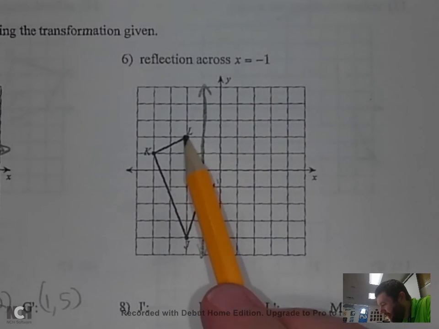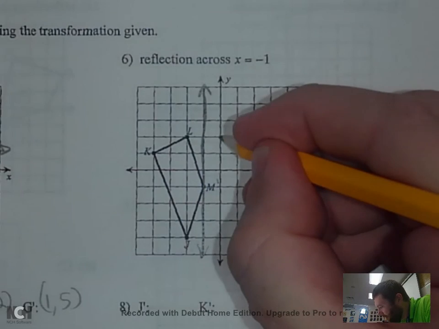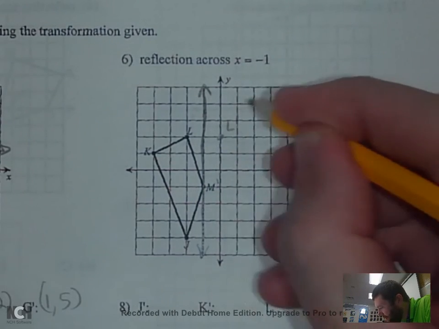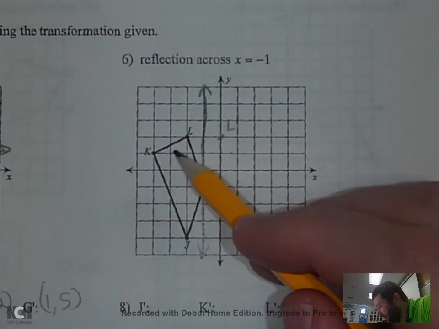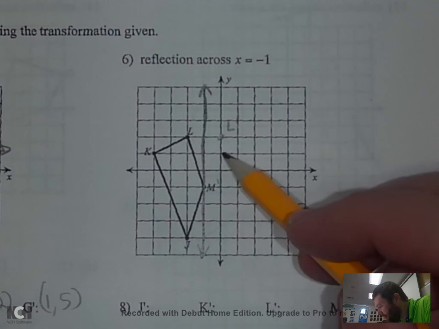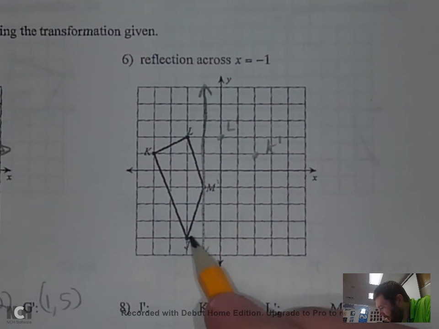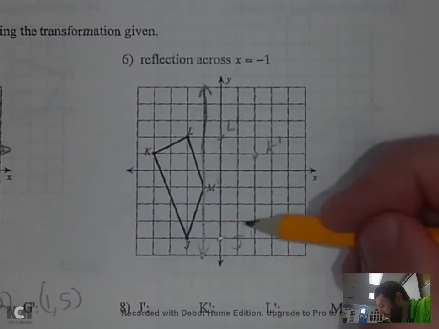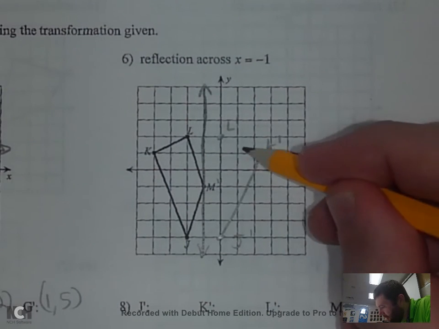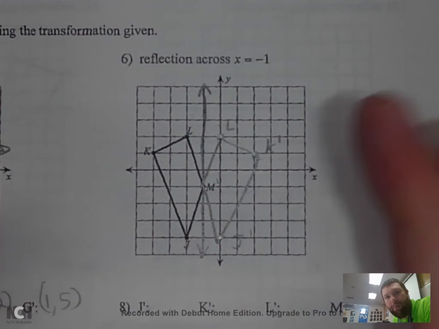Okay? But L is 1 unit away from the line of reflection, so we would count 1 unit past it. There's L prime. It doesn't really matter that it's vertical now, right? You just count horizontally instead of vertically. K is 1, 2, 3 spots to it, so 1, 2, 3 spots past it would be K prime. And then J is 1 spot to it, so 1 spot past it would be J prime. So my new shape is going to look like that. Okay, got a little butterfly.